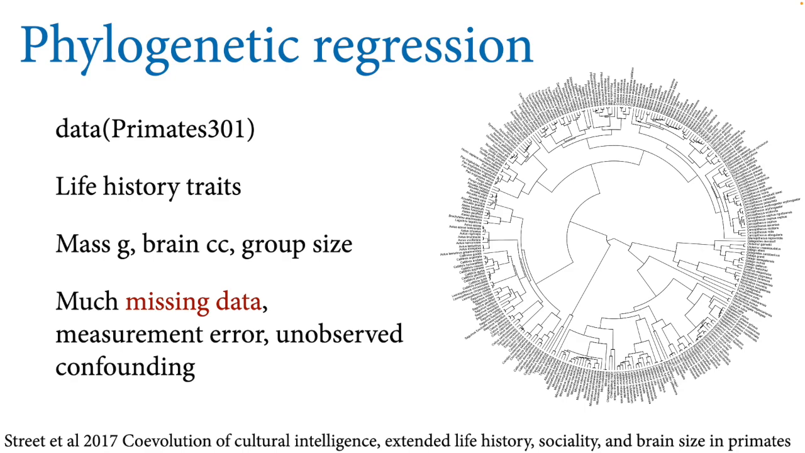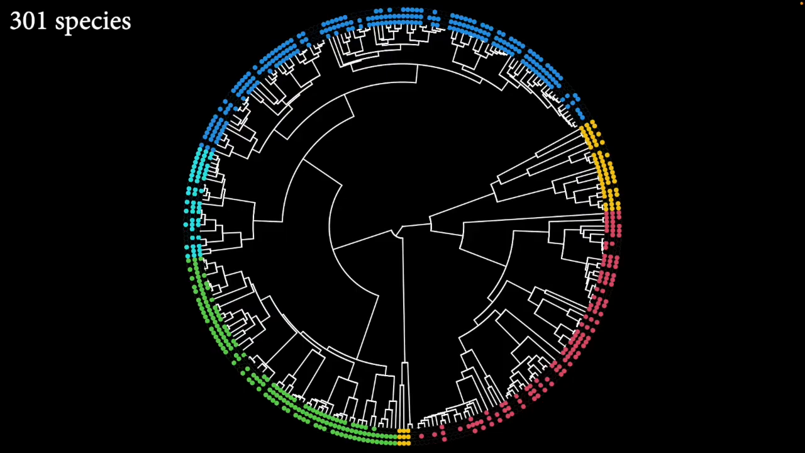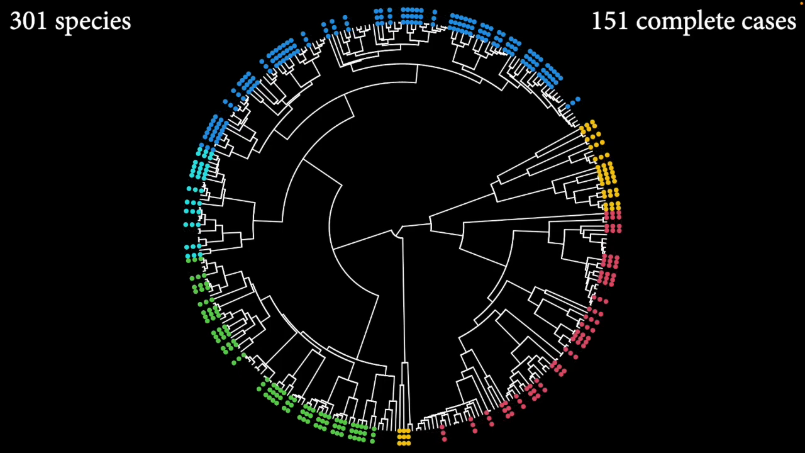I want to spend a little bit of time just talking about this sample again conceptually before we get back to the data. So remind you what the tree looks like. I started the lecture with this picture. It's the 301 species. If we did a complete case analysis, which is what we did before, then we end up dropping half the species, and this is what we're left to analyze, just those.